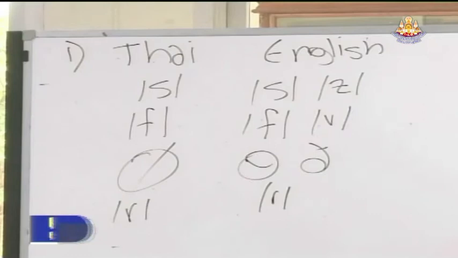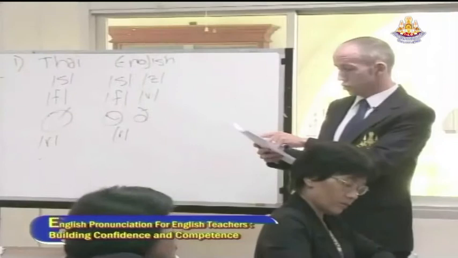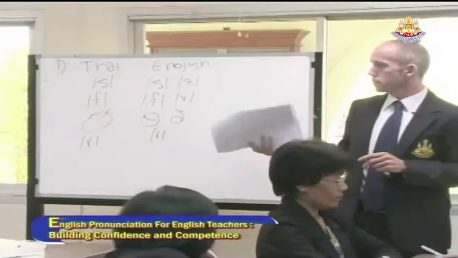J. What, you don't have? In Thai, let's J. J. Yeah, yeah, you kind of do. J. What else?